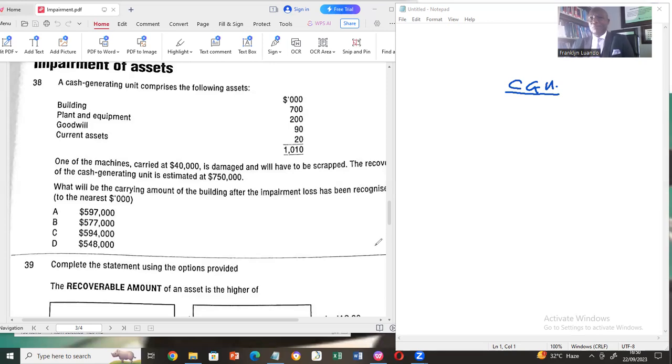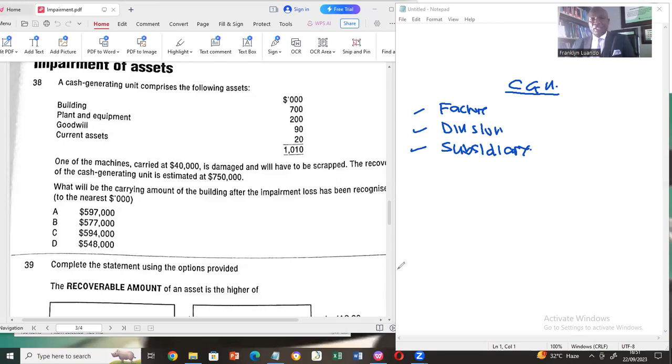Now, what could be the examples? Examples can be a factory, two, a division, subsidiary, so among others, this would be the examples of a cash generating unit.